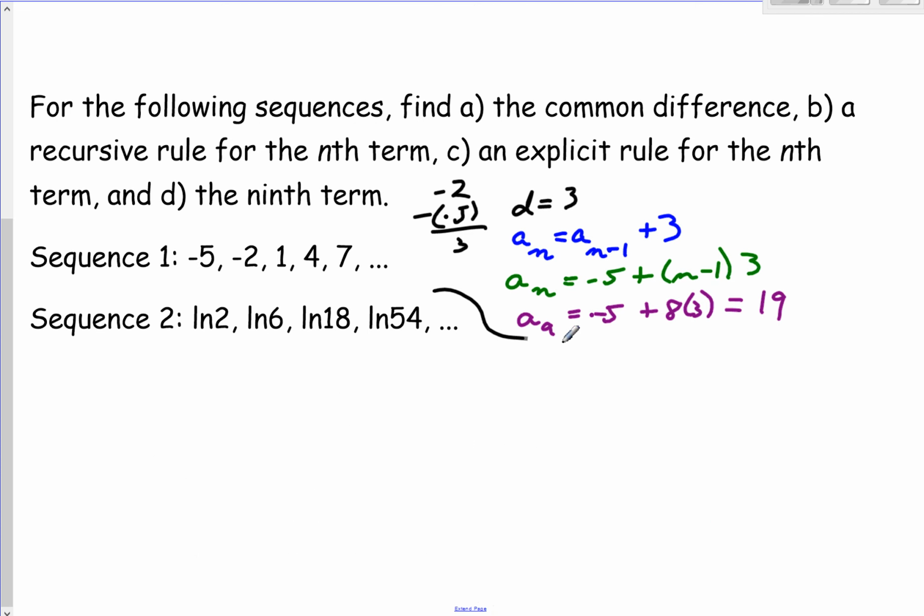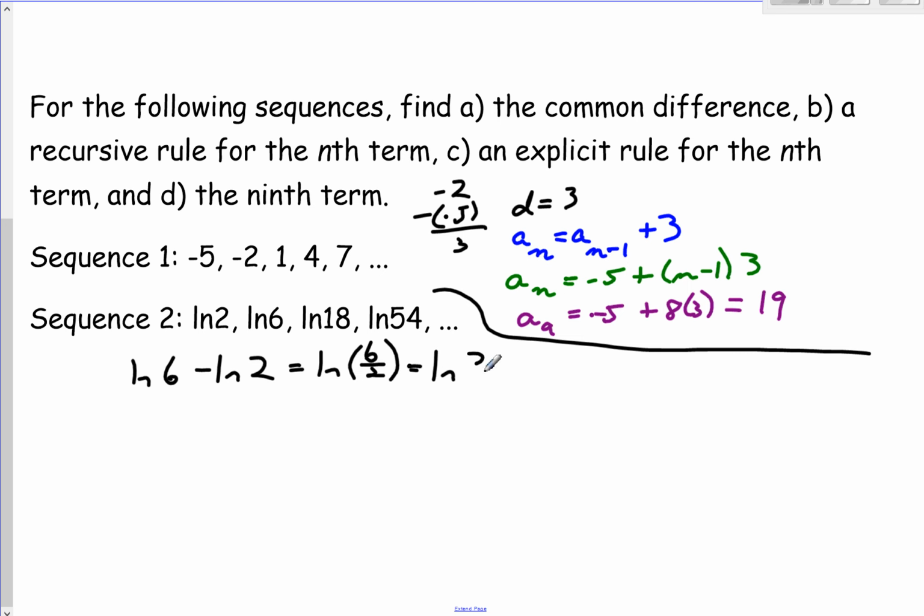This also works if I work with more non-traditional constants in these, such as natural logs. So here, if I have natural log of 2, natural log of 6, natural log of 18, natural log of 54, again, the first thing I need is my common difference. So if I were to look at the natural log of 6 minus the natural log of 2, well, using a property of logarithms, this is the same as the natural log of 6 divided by 2, which would be the natural log of 3.